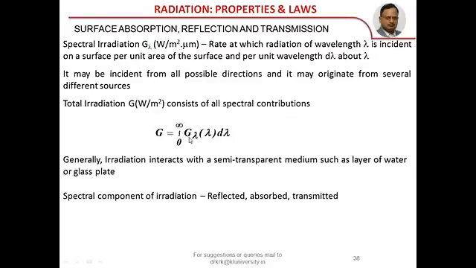So how do we calculate when you know the monochromatic irradiation? To determine the total irradiation, we just have to integrate G lambda d lambda between 0 and infinite wavelength limits. You will get the total amount of irradiation. Generally, irradiation interacts with a semi-transparent medium such as a layer of water or a glass plate.